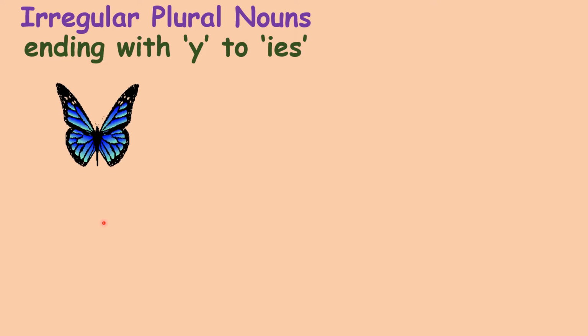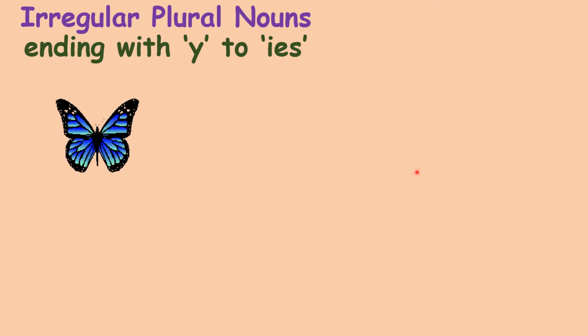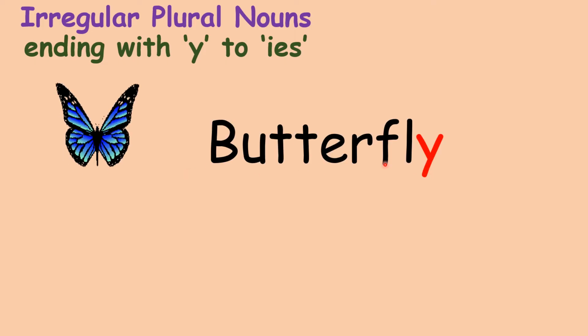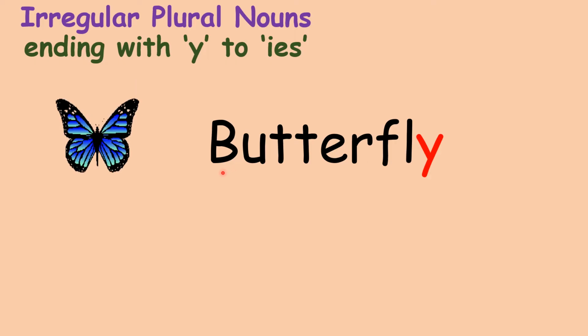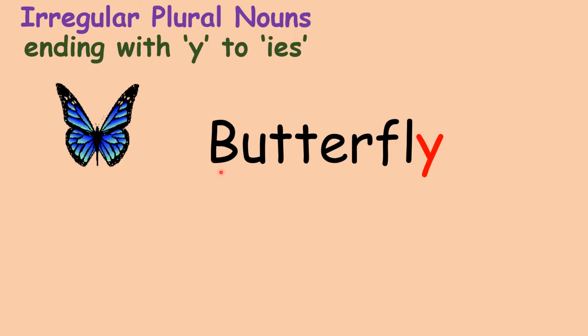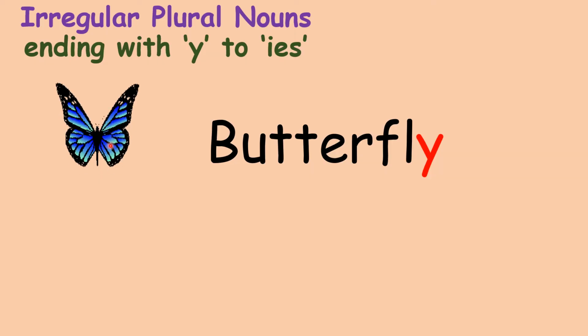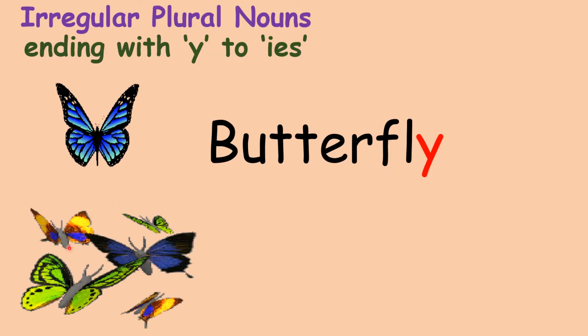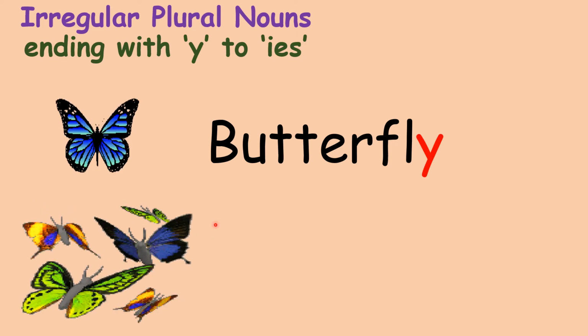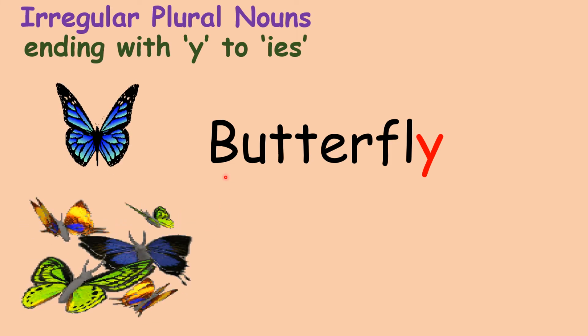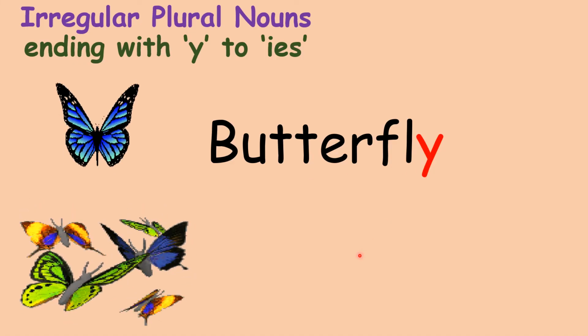Let's have a look at another example of a noun that ends with the letter Y, which is the word butterfly. Repeat after me. Butterfly. Now, if you see the word butterfly, it means that there is only one butterfly. It is a singular noun. Now, what if you have more of them? You have many of them. It has to become plural. So how do you change the word butterfly to plural?